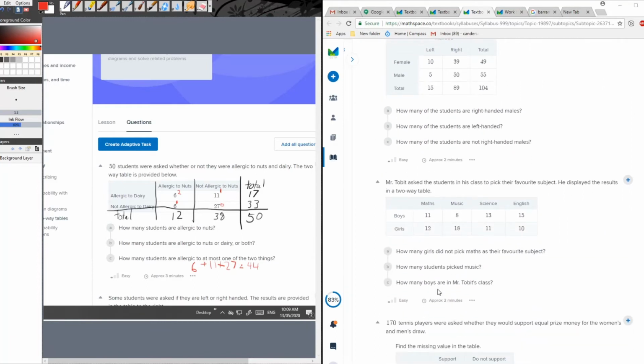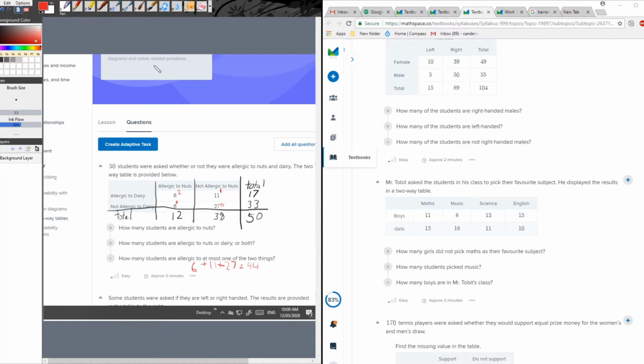So let's have a look at another easier question. Mr. Tobbit asks the students in his class to pick their favorite subject. Displayed the results in a two-way table. So up the top here, you can see that we have our subjects, and over here you can see we have their gender. How many girls did not pick maths as their favorite subject?